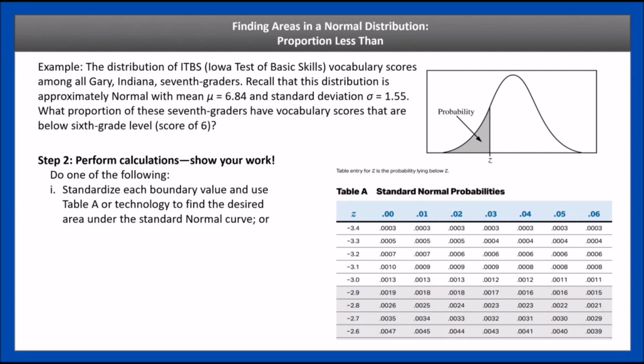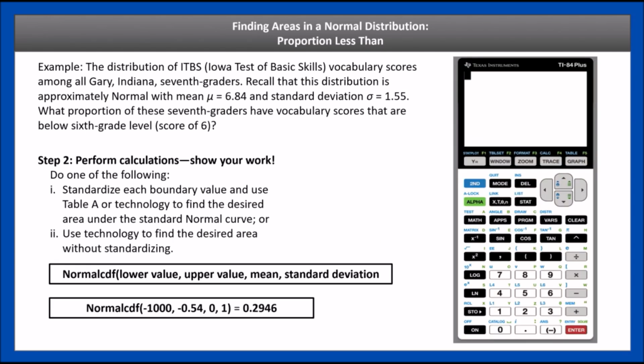Now this table gives you the area to the left, so keep that in mind. It always gives you the area to the left. It never gives you the area to the right when you're looking at the standard normal probabilities. So these areas reported here are the areas to the left of the z-score. That's important to know.